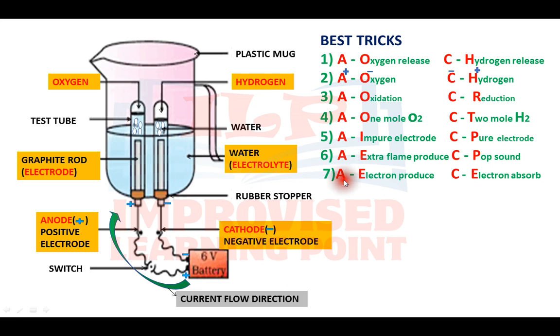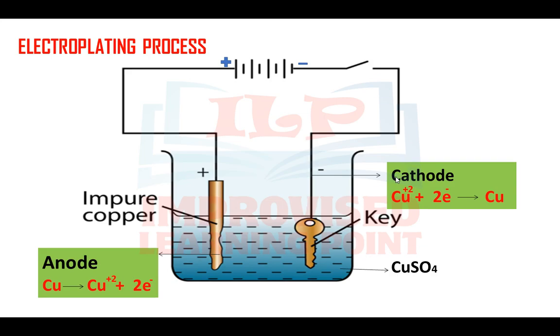Now this is the last trick and I think you have to remember this, because in this the logic does not work, that trick does not work. So you should remember this. Electrons: A for anode, an electron is produced at the anode, and an electron is absorbed at the cathode. So you should learn this last. I think if you remember only this single trick, then you will be able to attempt the answers easily which are asked from electrolysis.